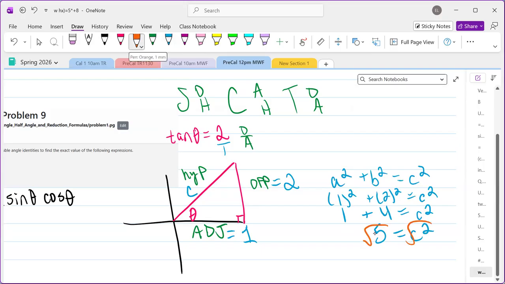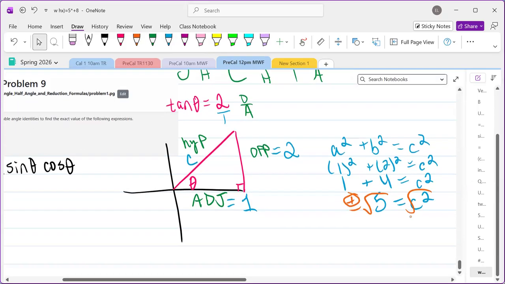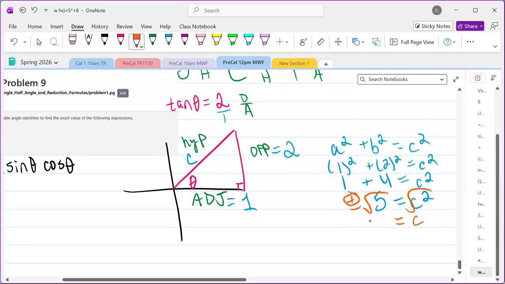So we have 5 equals c squared. We're going to square root and remember our plus or minus. But since this is a hypotenuse, it's always positive. We're also in quadrant 1 where everything is positive. So our hypotenuse here is the square root of 5.